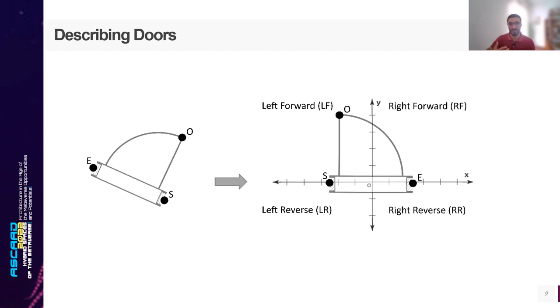A simple visual way to think about this is to place the door on a Cartesian plane, where S is on the left and E is on the right, and then the position of this point O, which denotes the opening direction, gives all the semantic information that we need. For example, this door will be classified as a left forward, as the axis is on the left, and it opens forward if we were sitting on the lower part of the y-axis. This can also be applied to other elements, such as double doors and doors that open in both directions.